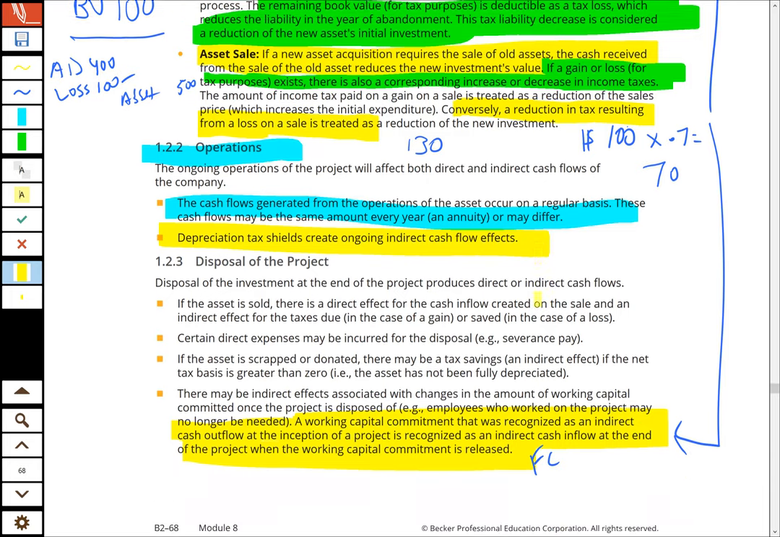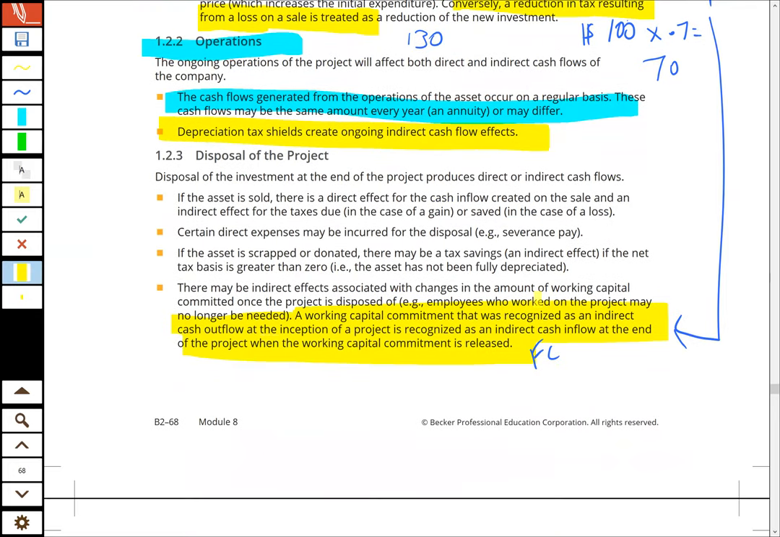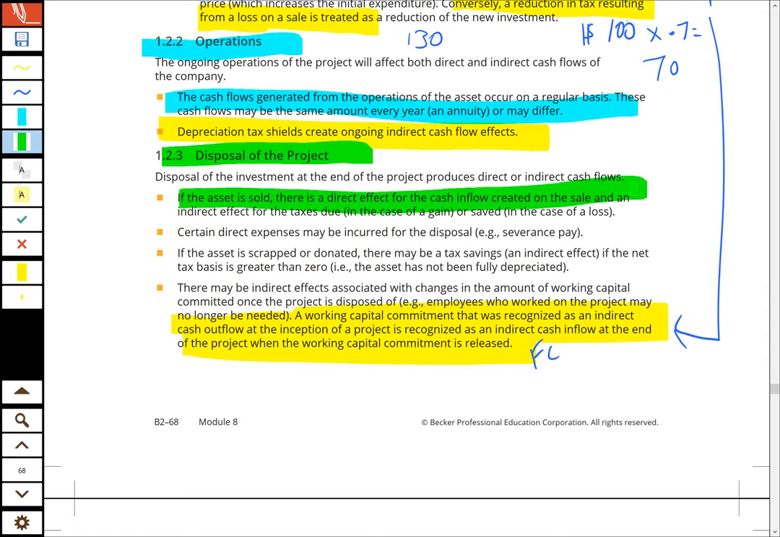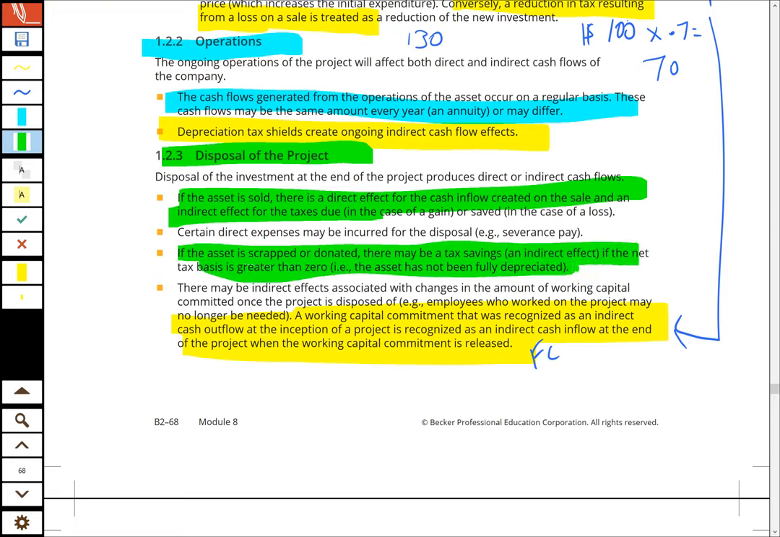Okay, good. Now, disposal of the project. We've already talked about the working capital implications, which to me is the hardest thing. The easiest mistake to make is to forget that. So make sure you flashcard that. But if the asset is sold, there's a direct cash inflow when you sell that asset. If the asset is scrapped or donated, there could be a tax savings. And we've already talked about the working capital considerations. Any questions on any of these?